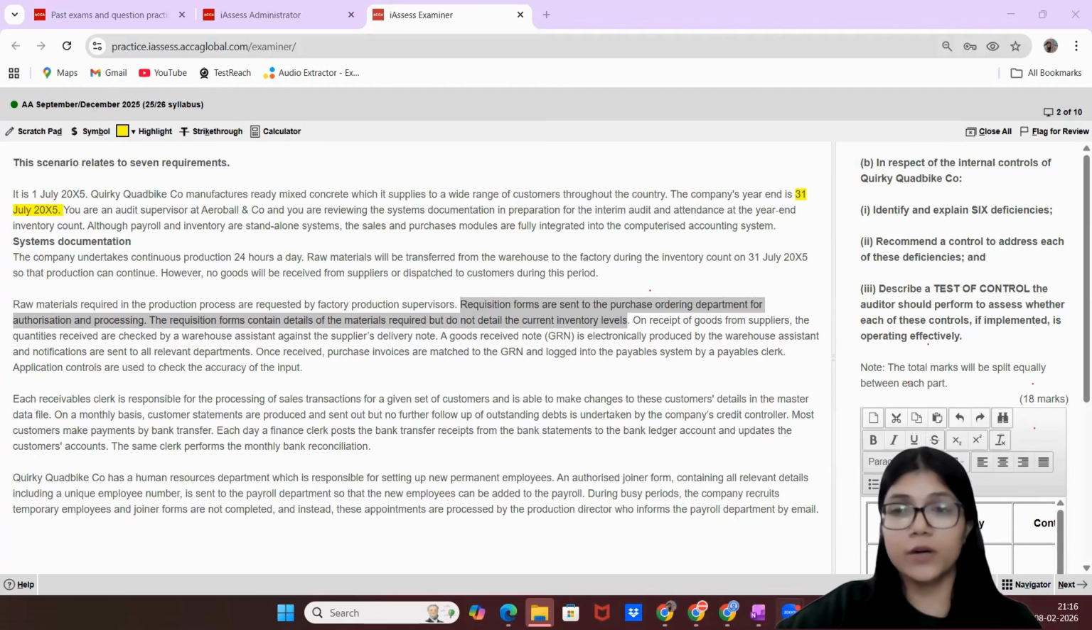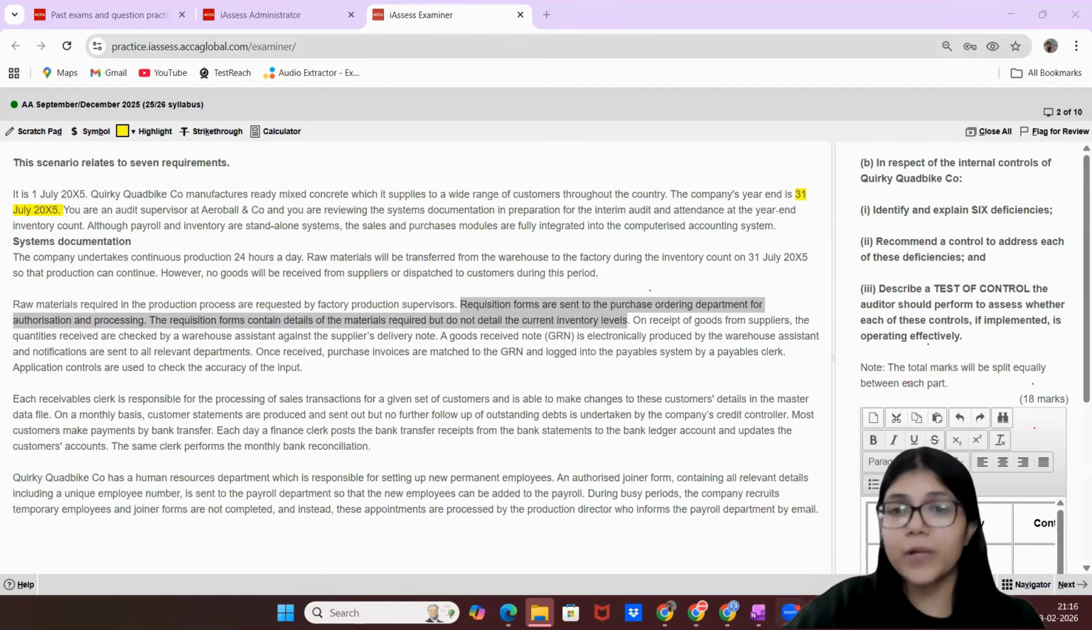What would be the recommendation here, guys? I think this is pretty simple. In test of controls, we are checking if the recommendations are followed by management properly or not. Yes. Whatever recommendation we have given, we'll check if the management is following that or not. They should detail, they should mention the details in the requisition form. The current inventory levels should be mentioned. Sorry, mention the details of the inventory.